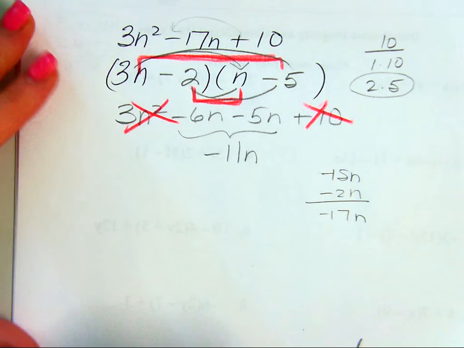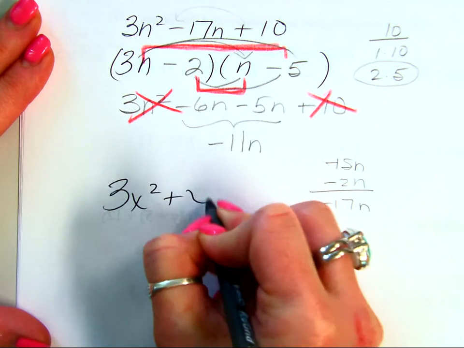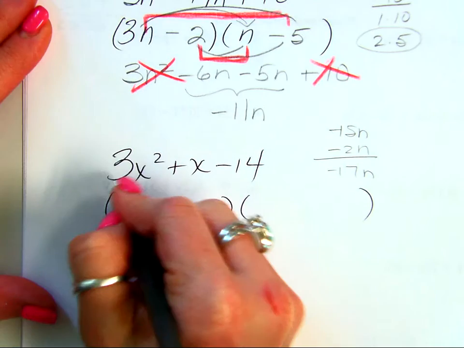Let's take a look at this one. 3x squared plus x minus 14. If I were to just trial and error this one, it would be 3x times x.